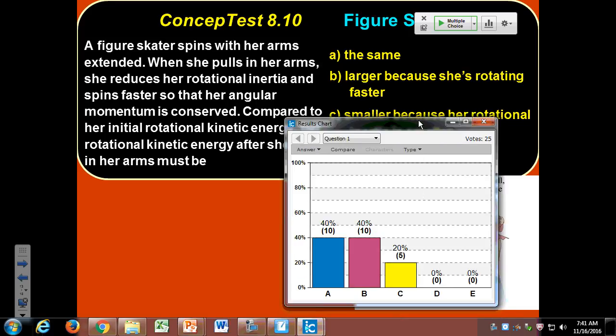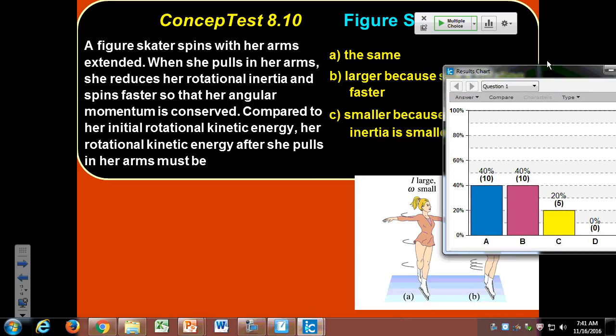So we're sort of split here. A couple different things are happening. I know that L is equal to I omega. When she brings her arms in, her rotational inertia decreases, so I goes down by some amount. Let's say down by a factor of a half. That means omega is going to go up by the same factor, because they're directly related, right? If I goes down by a certain amount, omega has to go up by the same amount.